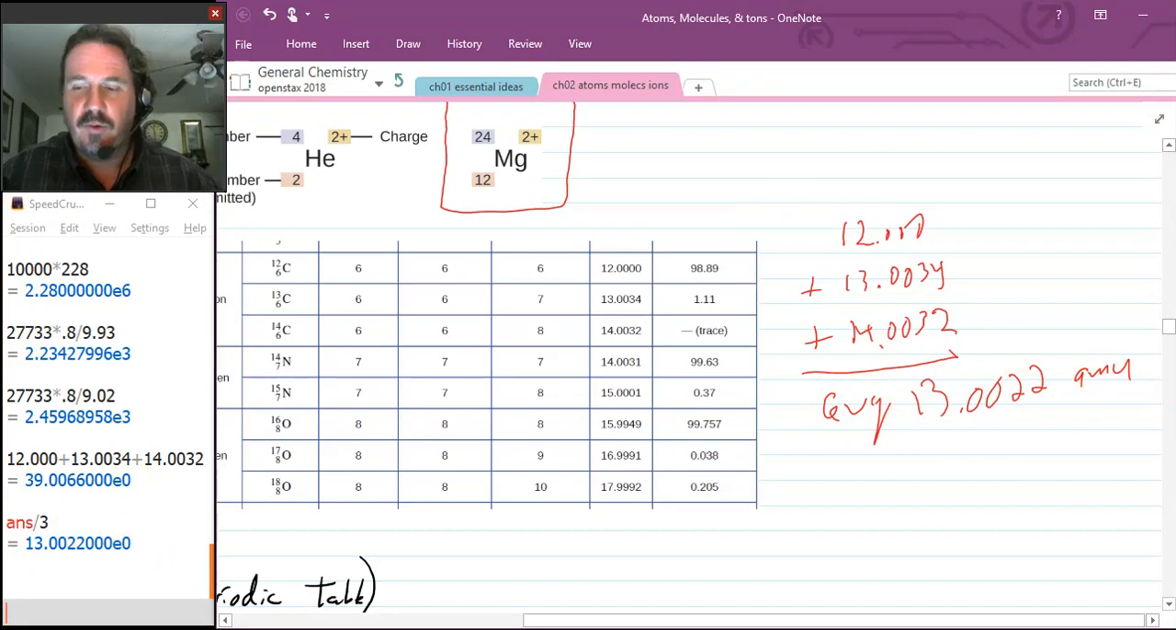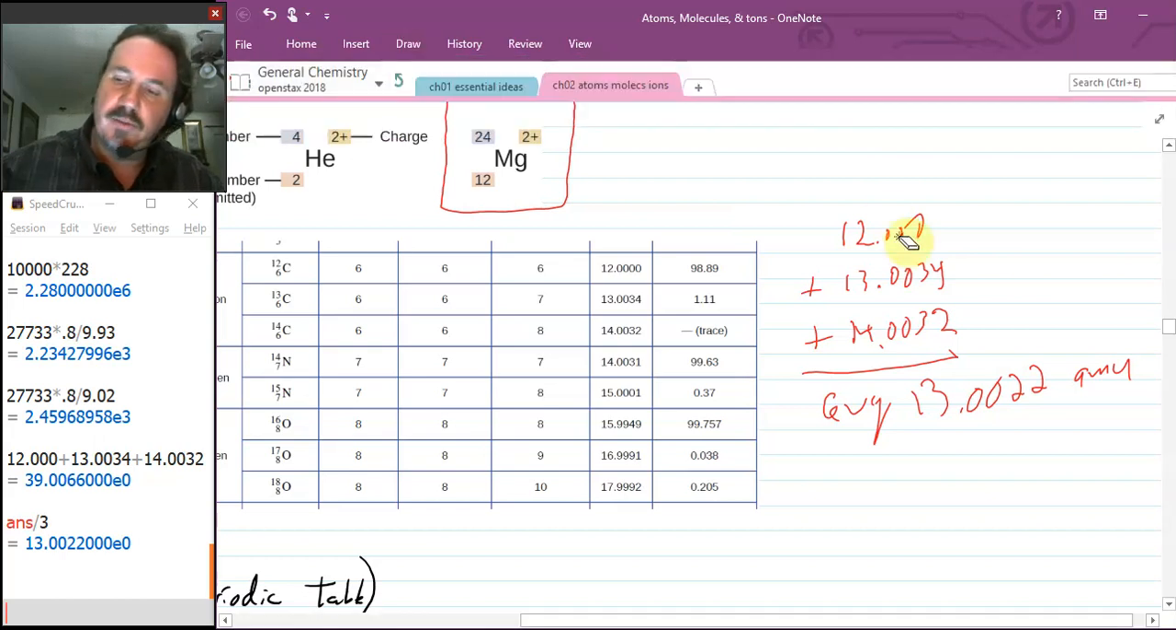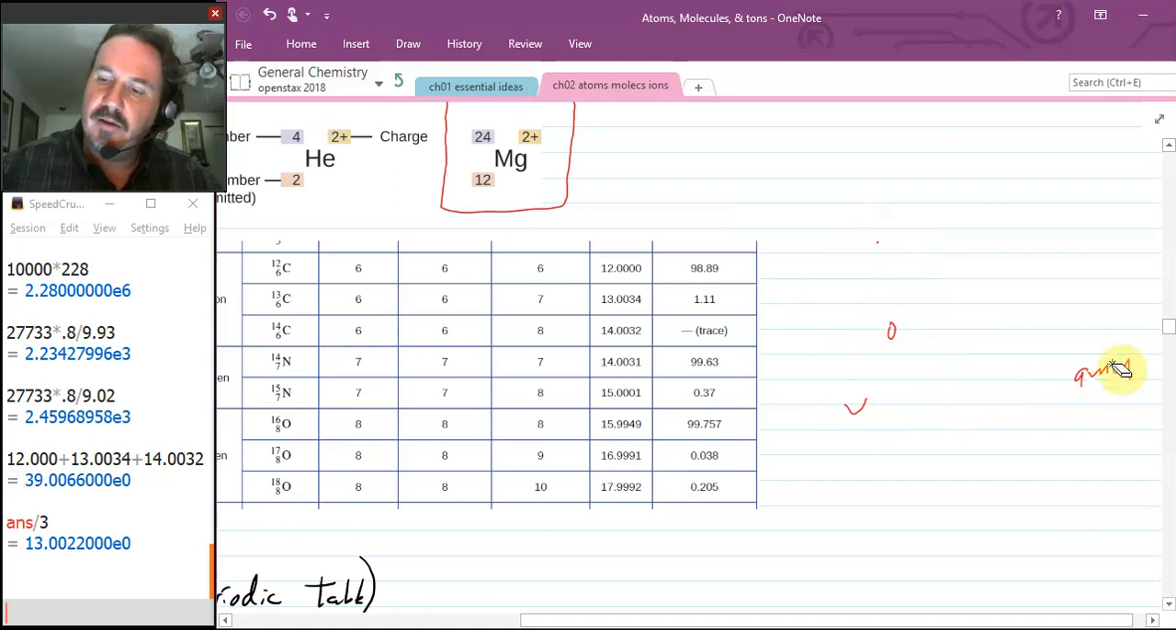Clearly that's not what's on the table, right? It was 12.011. Where does it come from? Again, it's not a simple average. That's the problem with that calculation. So let me erase that. What they do is what's called a weighted average.